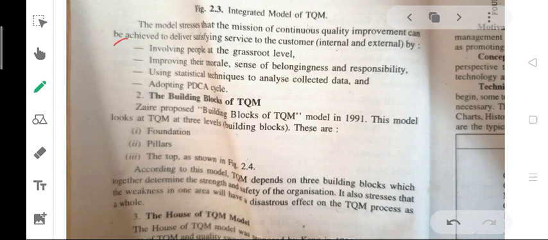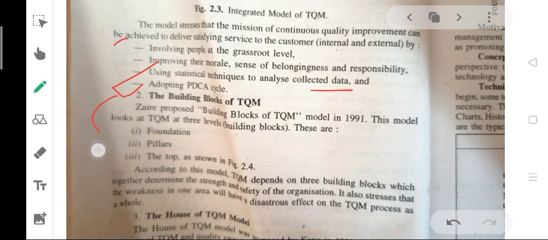This model stresses that the mission of continuous quality improvement can be achieved to deliver satisfied service to the customer. In this, there are also internal and external aspects: first, involving people at the grass root level, second, improving their moral, sense of belonging and responsibility, and further using statistical techniques to analyze collected data and adopting the PDCA cycle.